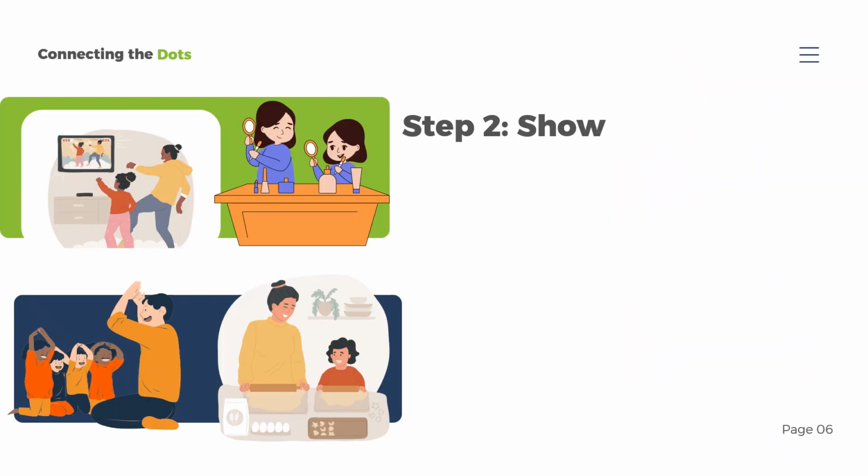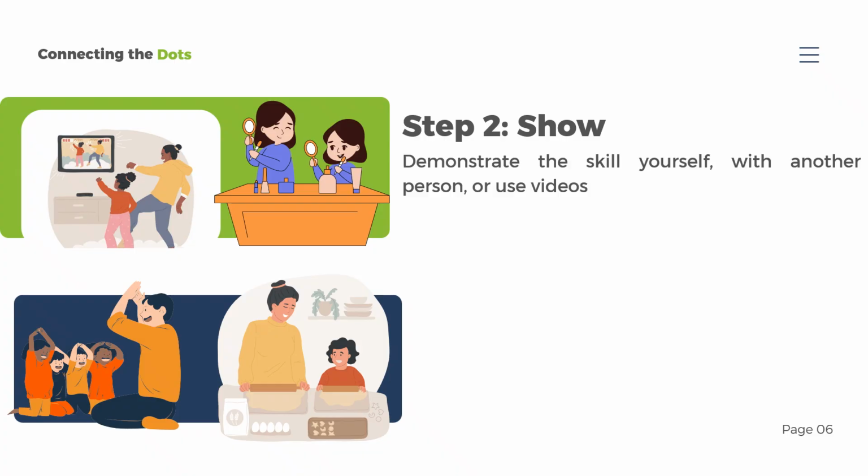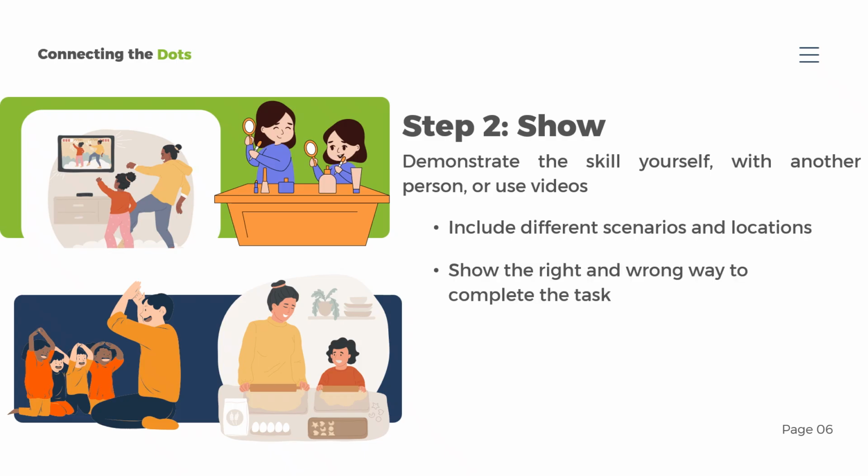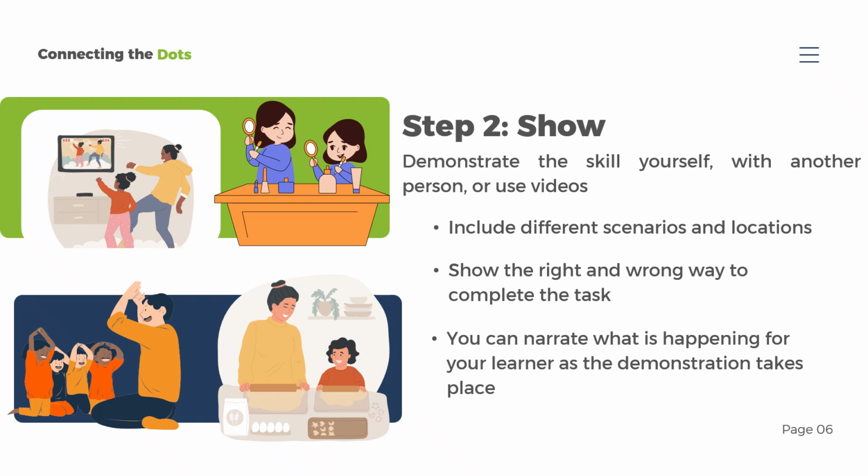During the second step, show, you will model or act out the skill. You could do this yourself with another person, or you can use videos. It is important to be specific and act out all different scenarios of what the skill looks like. It is also important to show the right way to perform the skill and the wrong way. As you're acting out the skill to show your learner, you can narrate what you are doing and refer to visual guides used in step 1.